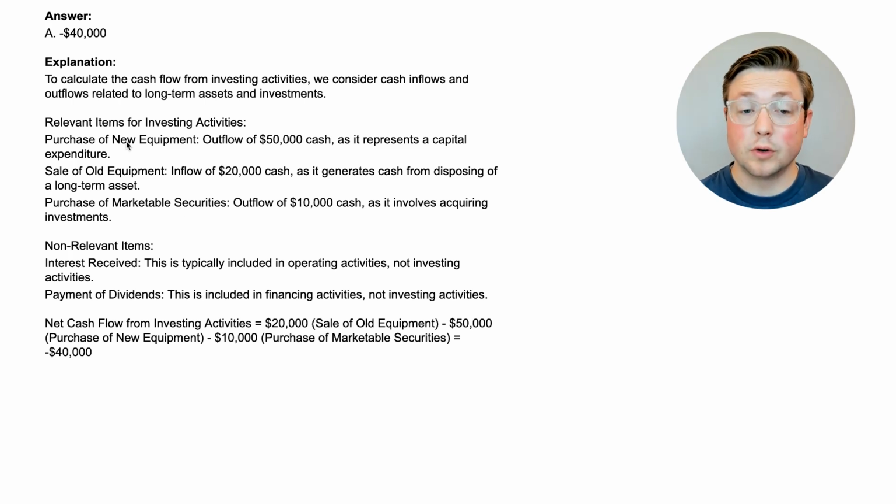So you purchased new equipment, which is a long-term asset. That's an outflow of $50,000 cash. And then you have the sale of the old equipment. That's an inflow of $20,000 cash. And then the purchasing of new investments, and again, that's a long-term asset. That's another outflow of $10,000 cash because you bought a new investment. Again, investing makes a lot more sense than the operating using the indirect method.